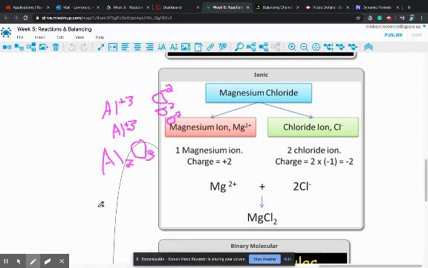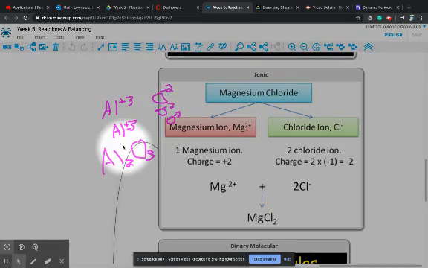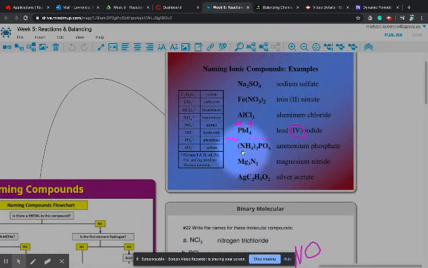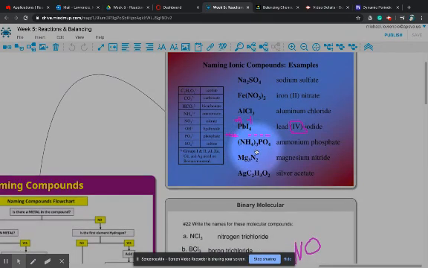Right? If your ionic compound contains a polyatomic ion, you need to remember that if there's more than one of those polyatomic ions, you need to put the subscript. The polyatomic ion has to go in parentheses, and the subscript goes on the outside.